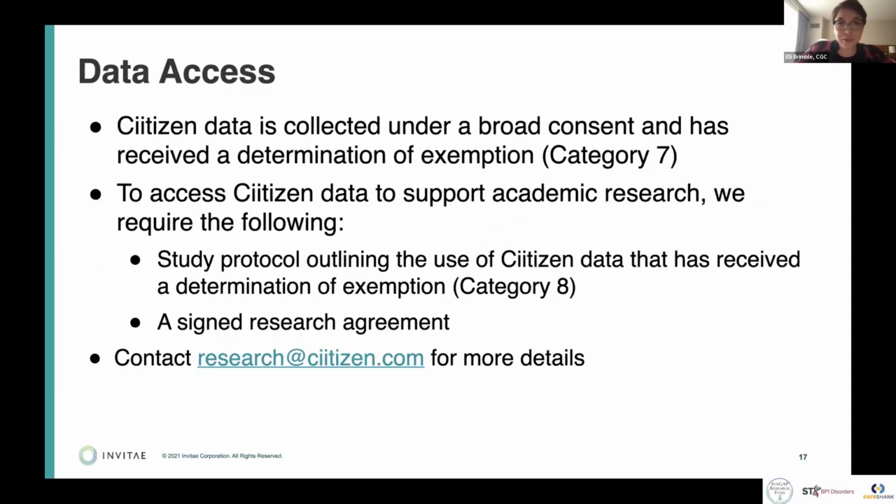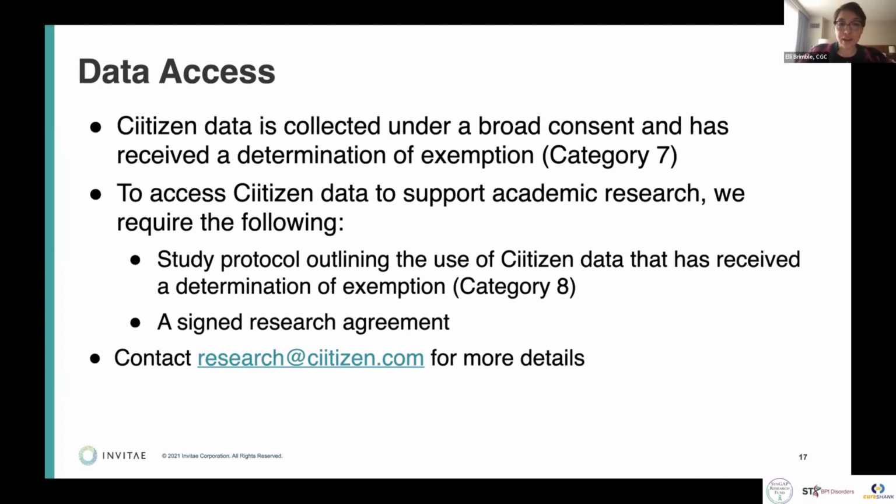And then for the last couple of slides, I wanted to talk about data access. One of the themes of this meeting today is collaboration. And so we certainly want to make sure that those interested in these conditions know how to access the data we're collecting. So all of the Ciitizen data collected is done so under a broad consent, which has received a determination of exemption through Category 7.